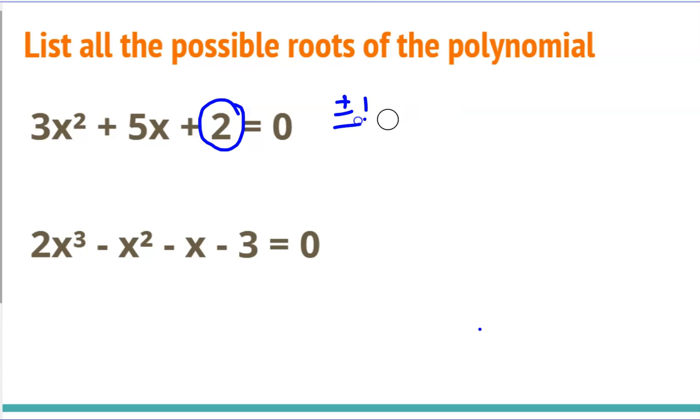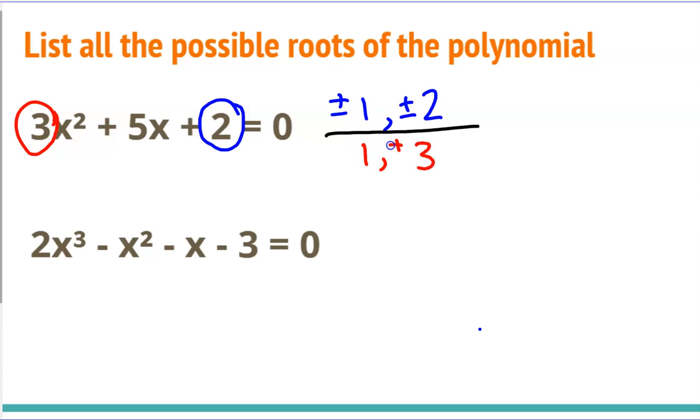Think about it. Why do we do positive and negative? Because positive 1 times positive 2 gives me positive 2, and negative 1 times negative 2 gives me positive 2. All right, that's why we list both. Divide by the factors of my leading coefficient, which in this case is 3. What times what is 3? 1 and 3. And we have to include the positive and negative of each. Okay, that is the setup.